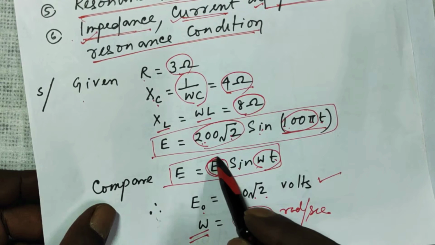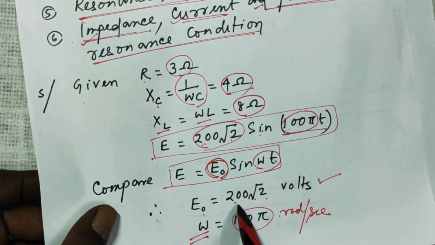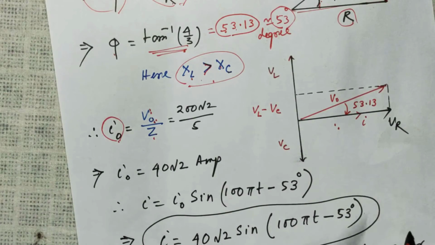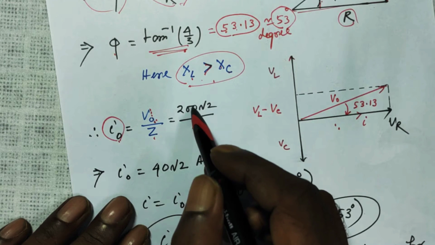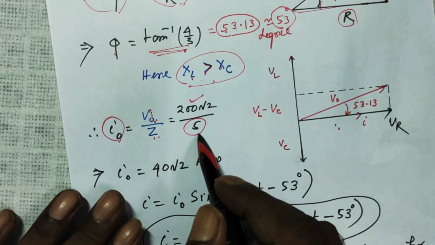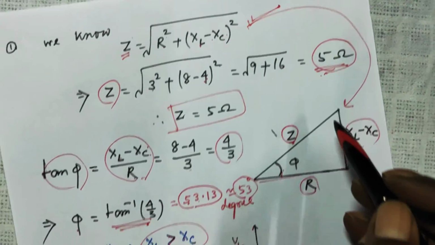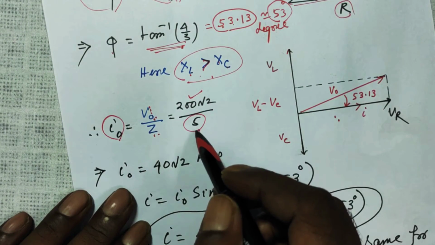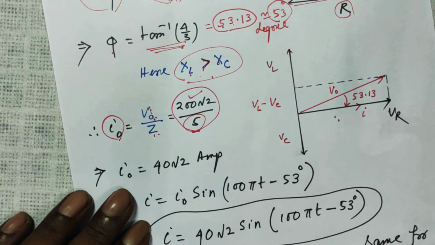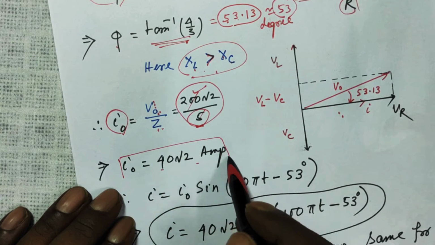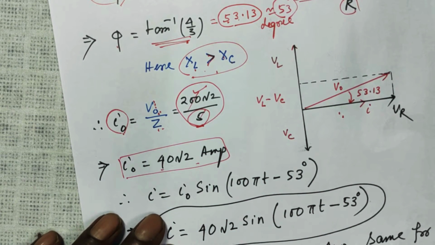V naught, if you compare with the given equation, E naught or V naught, which I explained here as 200 root 2. You can call it V naught or E naught, one and the same thing. 200 root 2 divided by the total resistance, that is called the impedance, that was calculated as 5 ohm. So this is your peak current. 5 cancels with this, so I naught is equal to 40 root 2 ampere, the maximum current.